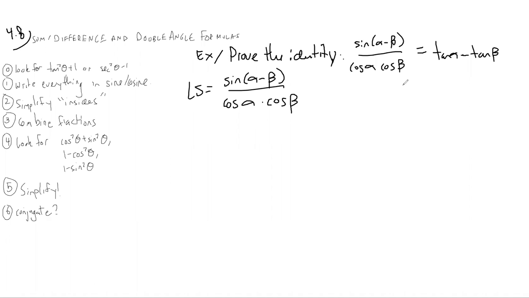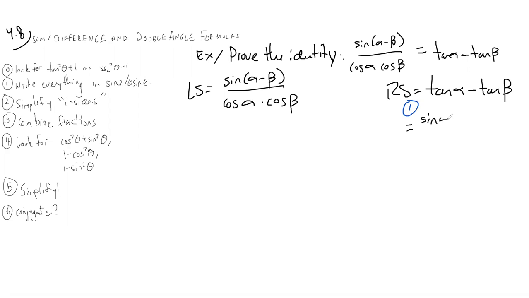Multiplication between cos alpha and cos beta. Yeah, and just making our way through the steps. I don't see any tan squared or secant squared, so that step 0 doesn't seem any good to me. Rewrite everything in sine and cosine. I can definitely do that on the right with those tans.